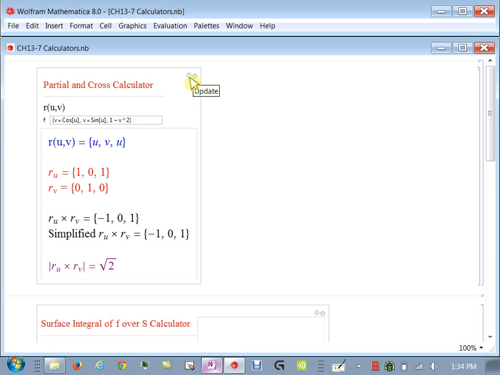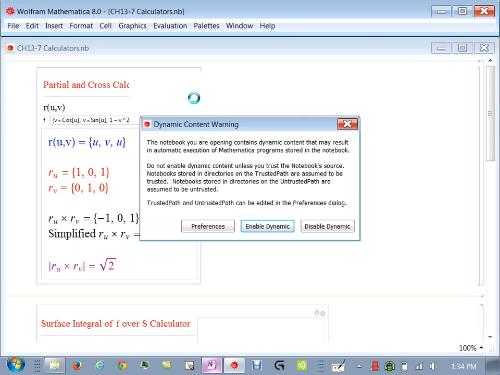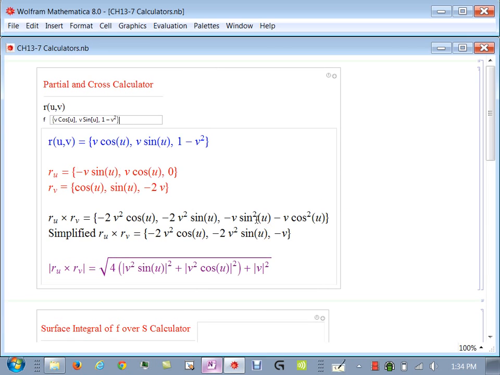And then all I have to do is hit this little update button. Yes, it's okay. So here's our partial. Here's the cross product, simplified. And then the magnitude. Now, Mathematica has some issues with the variables because it wants to use complex variables also.